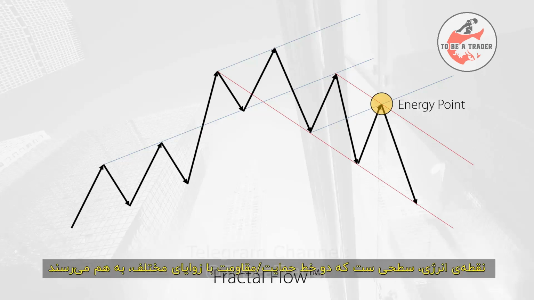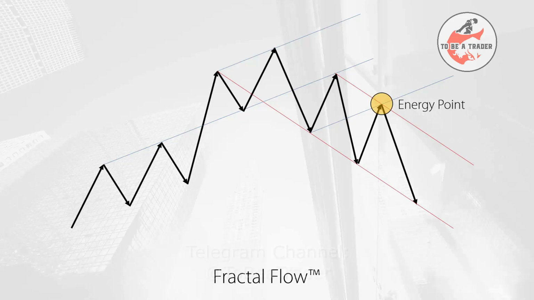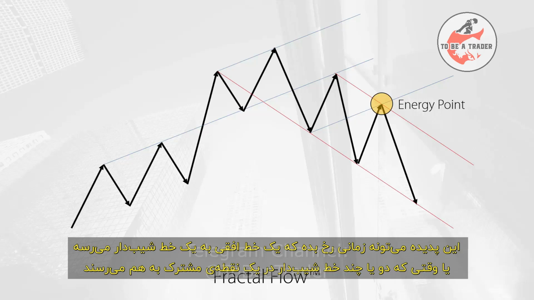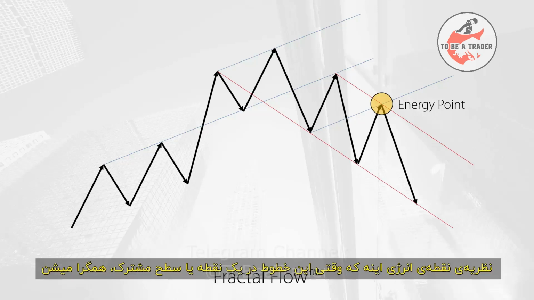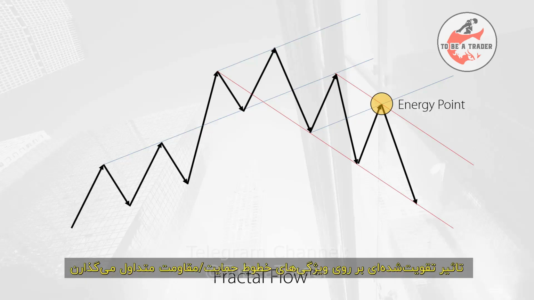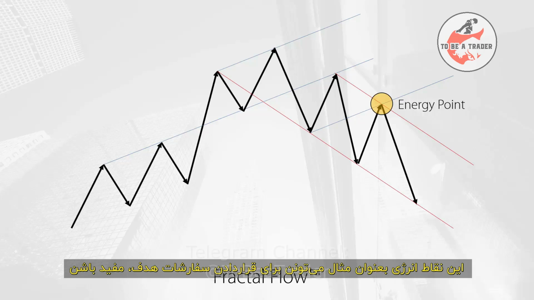An energy point is a level where two support-resistance lines with different angles meet. That can happen when a horizontal line meets a sloped line or when two or more sloped lines meet in a common point. The idea of energy points is that when they converge to the same point or level, they produce an amplified effect on the attributes of common support-resistance lines. These energy points can be useful to place target orders, for example.